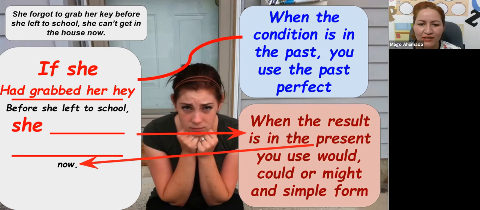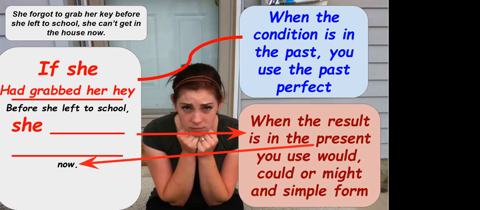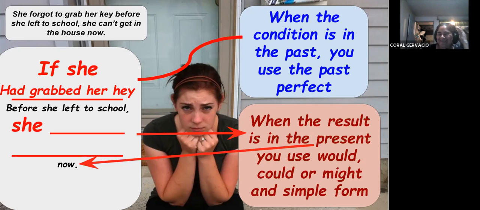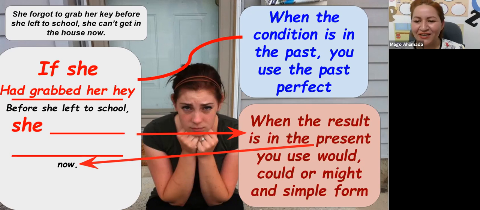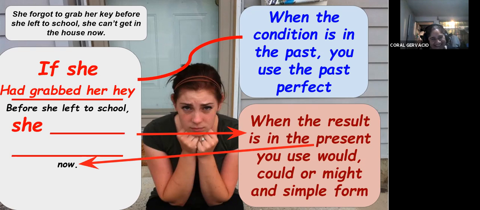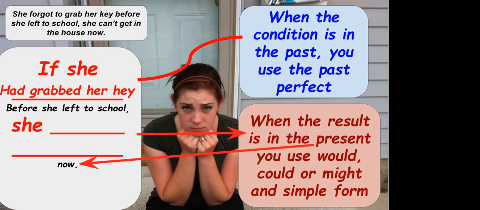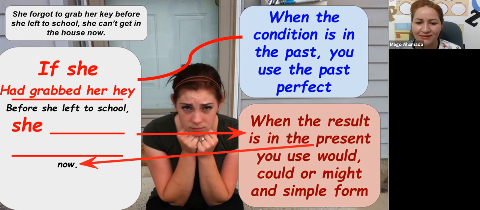She will be sad. Okay. Please, what happened? I'm trying to read, guys. When the result is in the present, you use would, could, or might, and simple form.